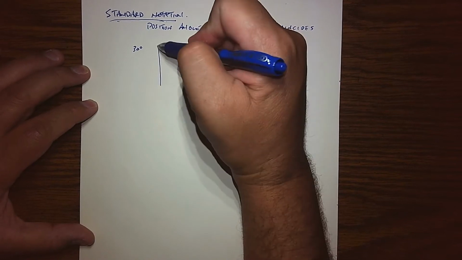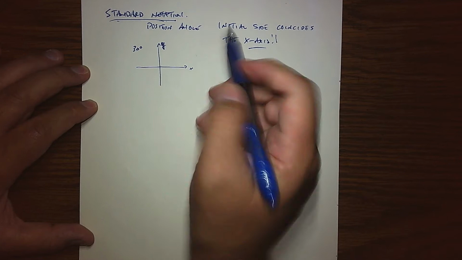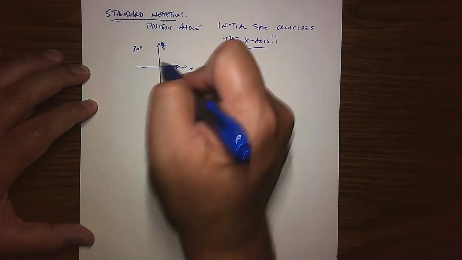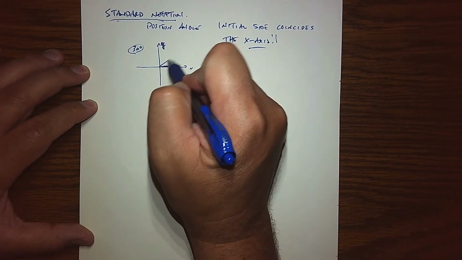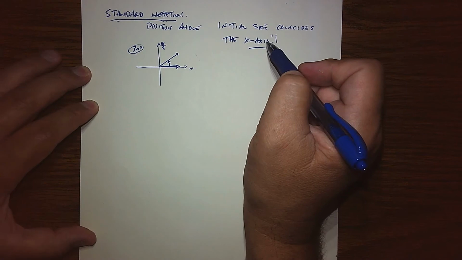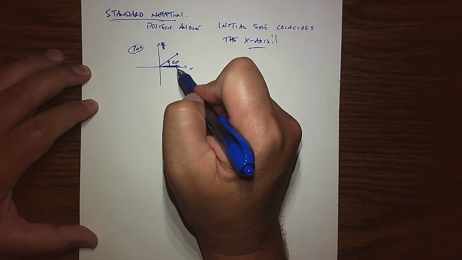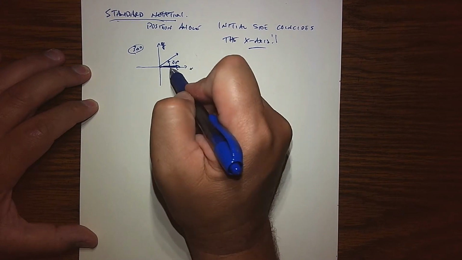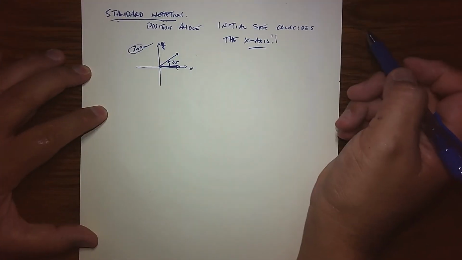We're going to take a look at our x and y axes. We're going to put our initial side along the x-axis, and then since it's positive, I'm going to rotate about 30 degrees from there. So the initial side always starts along, or coincides with, the x-axis. The terminal side ends wherever the rotation wants me to end.